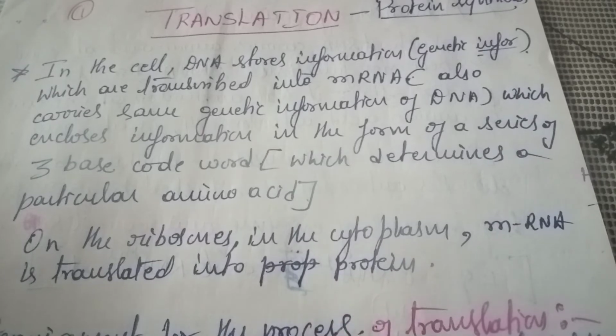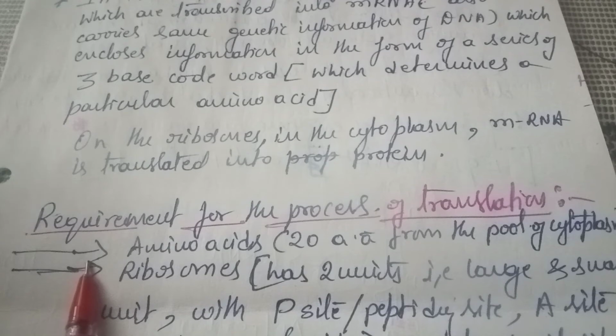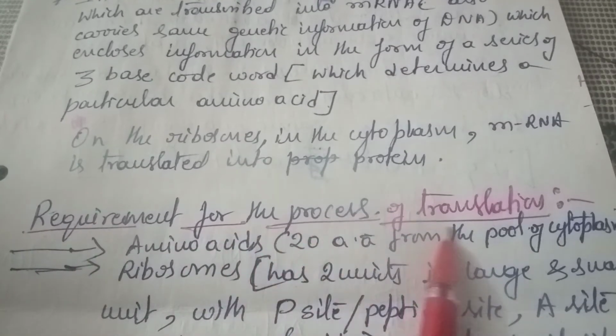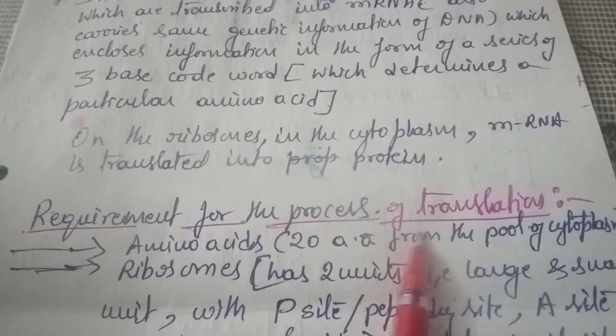Now we need to understand what the important materials are that are required for translation to take place. Translation will not happen just like that, but it requires some key materials for the process. So let us understand in this video the key requirements for the process of translation. In the next video, I'll explain the different steps involved during translation. In this video, I'll just give complete information about the key materials required for translation.